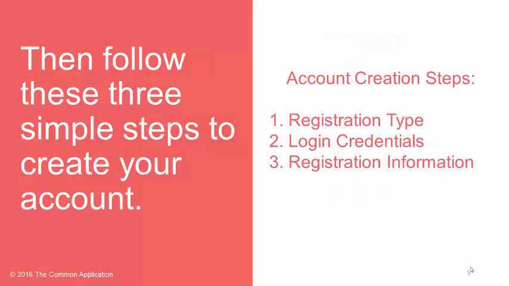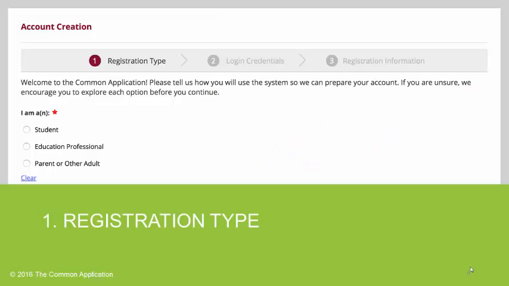Now, when you're creating an account, there is a three-step process. You want to put in your registration type, your login credentials, and your registration information. To begin with, you want to start with the registration type. All of you should be registering as students. If there's a parent online, you can also register as a parent, but I suggest all the students do this, so please register as a student.